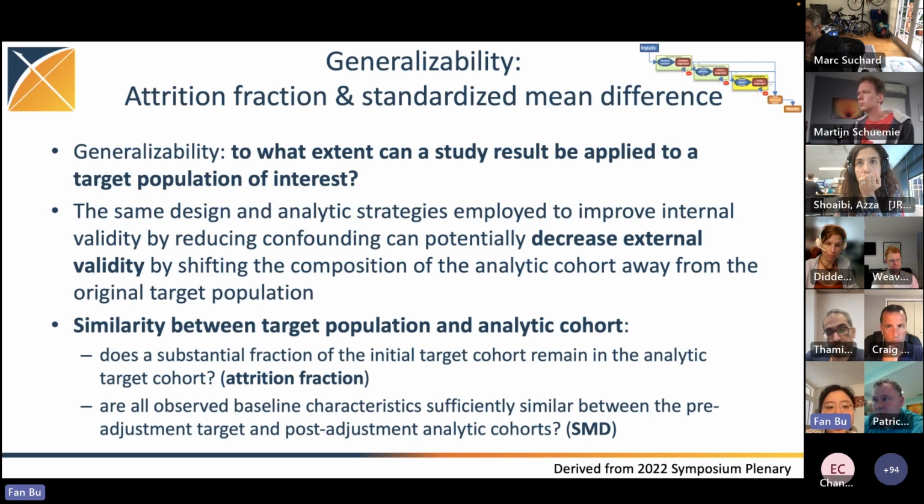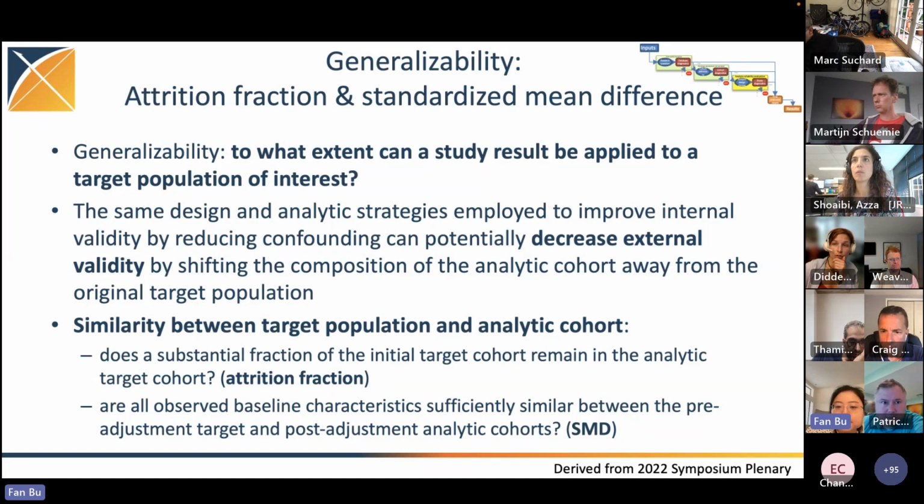And so fundamentally, we want to see a sufficient level of similarity between the target population and the cohort in our analysis. There are two things that we can check on here. First of all, it is the attrition fraction. We want to see if a substantial fraction of the initial target cohort still remains in the analytic cohort. And secondly, we can also compute the standardized mean differences on all covariates, but between the target population and the analysis cohort.